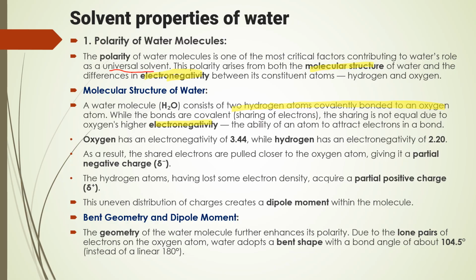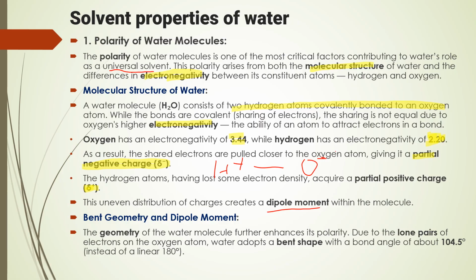What is electronegativity? Electronegativity is basically the ability of an atom to attract electrons in a bond. Oxygen has an electronegativity of 3.44, while hydrogen has an electronegativity of 2.20. As a result, the shared electrons are pulled closer to the oxygen atom, giving it a partial negative charge. So the oxygen becomes partial negative, while the hydrogen becomes partial positive. This looks like this. For example, hydrogen partial positive and oxygen partial negative. This uneven distribution of charges creates a dipole moment within the molecule, which is also known as hydrogen bond.